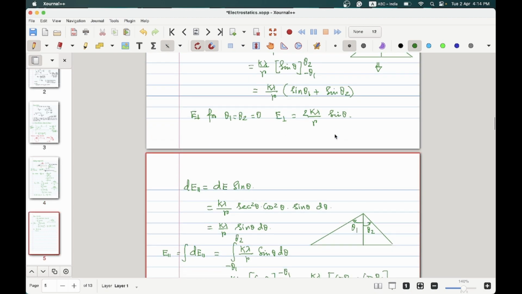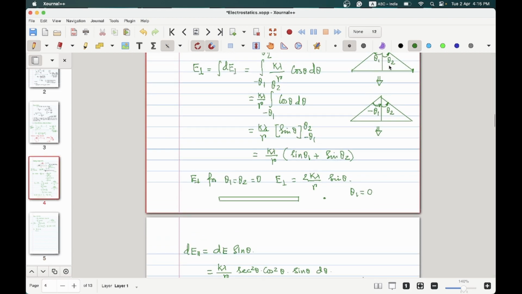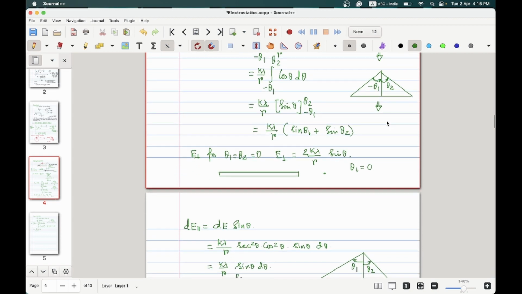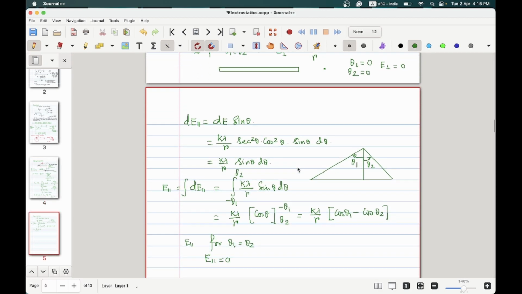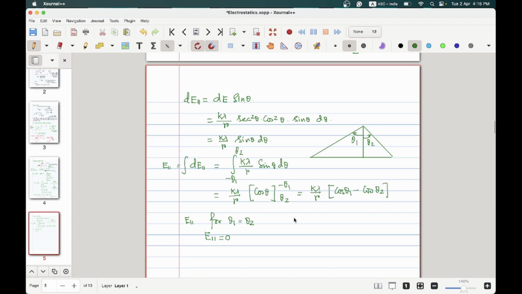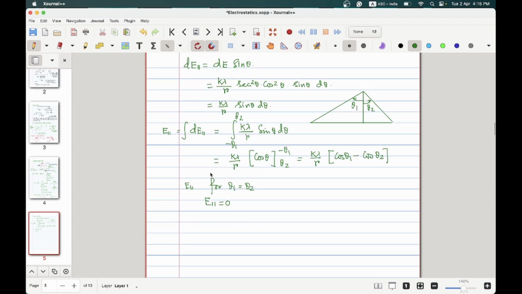So if we want to calculate the field at this point, what is theta 1? That is 0. Theta 1 equals 0 and theta 2 is also equal to 0. So E perpendicular is as before, and for this case E parallel is equal to 0.